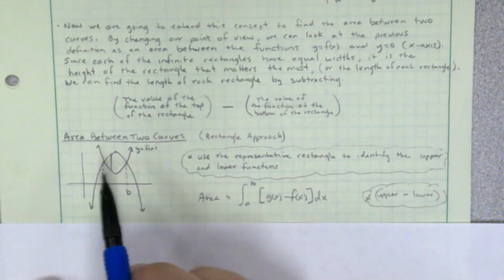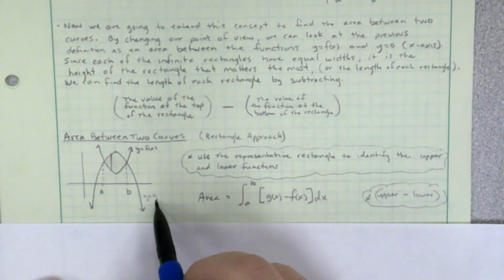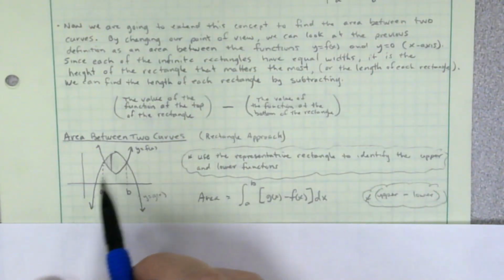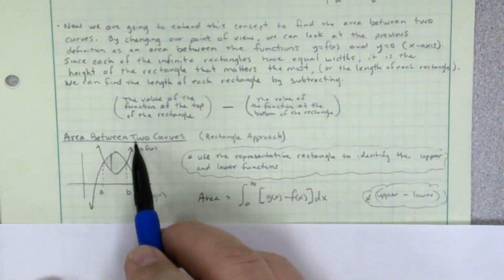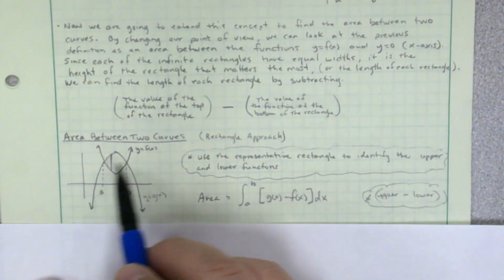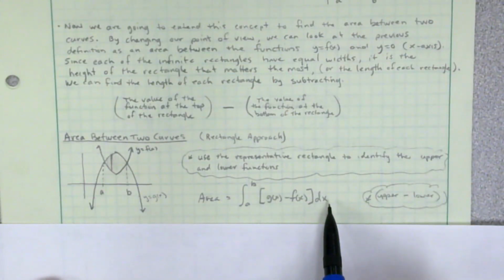So in this case right here, oh, I forgot to label this one as g of x. So the upper curve is g of x. The lower curve is f of x in this region. And so that's why we have g of x minus f of x. So this is how we're going to do it.